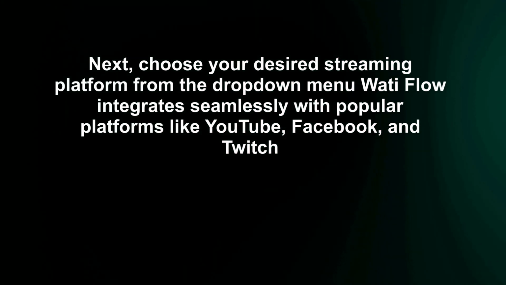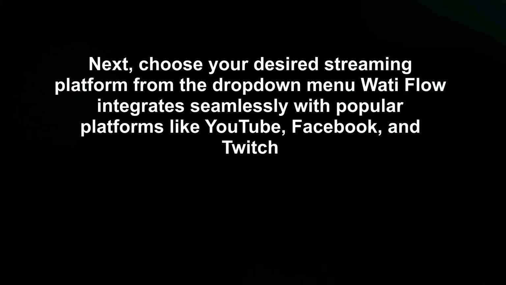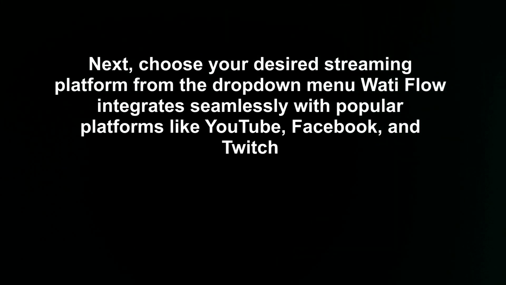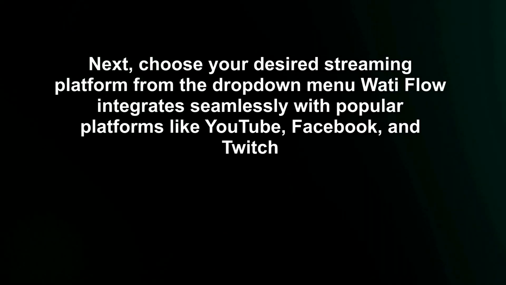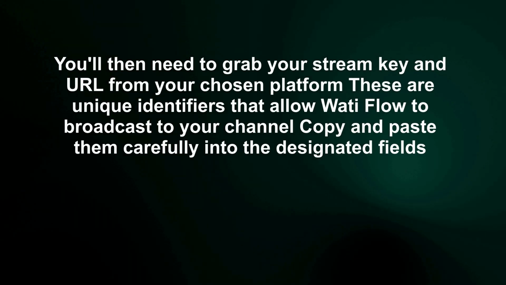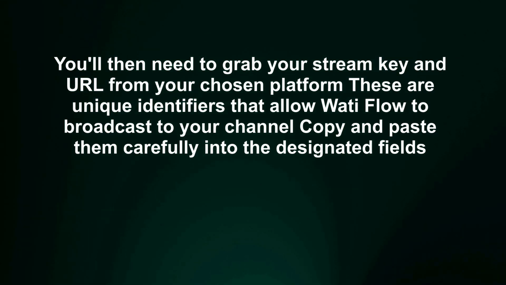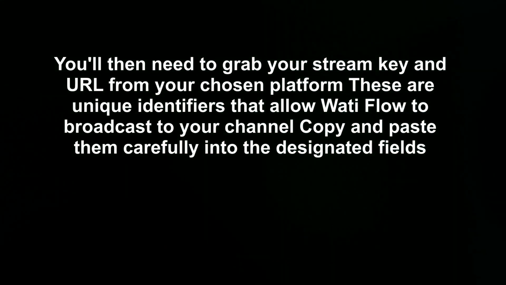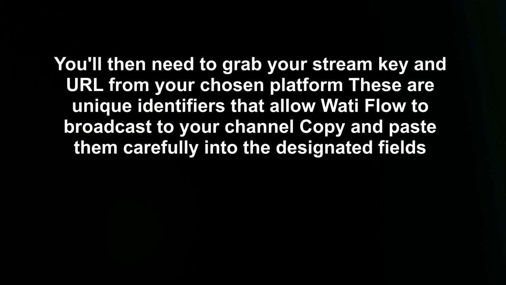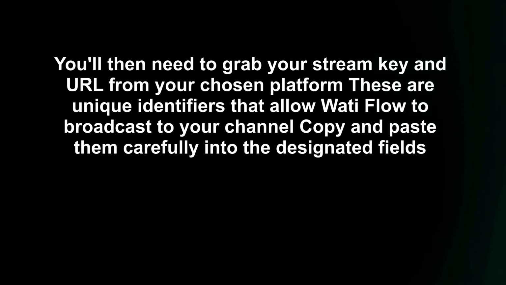Next, choose your desired streaming platform from the drop-down menu. Wati Flow integrates seamlessly with popular platforms like YouTube, Facebook, and Twitch. You'll then need to grab your stream key and URL from your chosen platform. These are unique identifiers that allow Wati Flow to broadcast to your channel. Copy and paste them carefully into the designated fields.